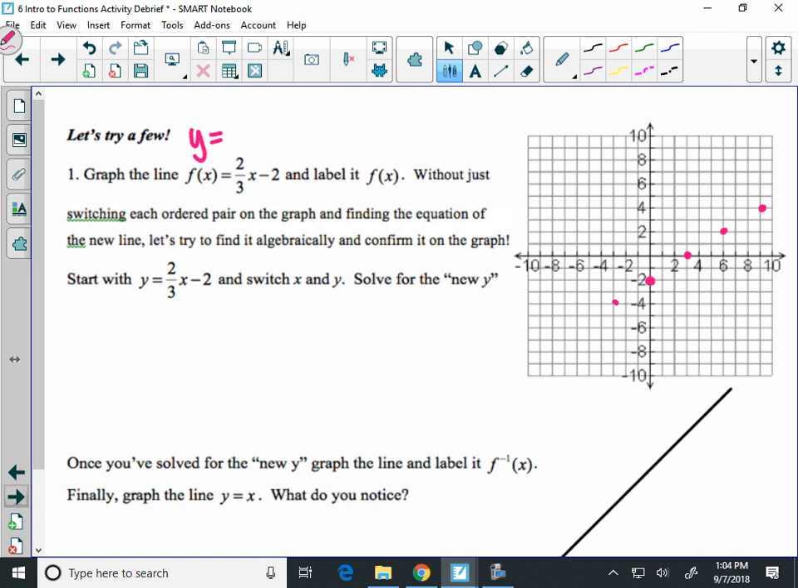Take a moment, graph that line for me. And I'm going to be a rebel, and I'm going to freehand the line up here. That was pretty good, though. That wasn't too bad. So we're going to graph the line.